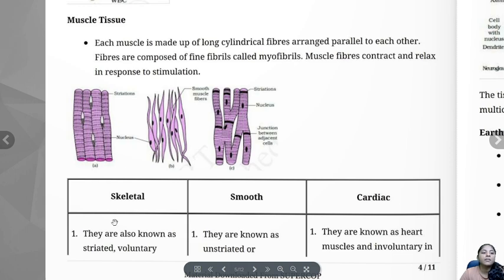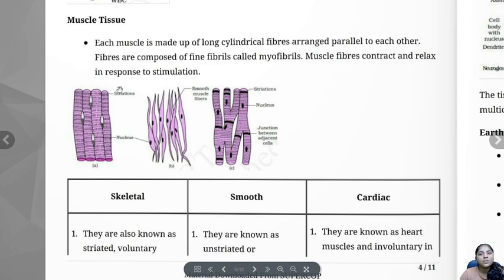Let us see the different types of muscle tissue. The first one that we have is skeletal tissue. So these are the skeletal tissue. Then we have the smooth tissue, and then the third type is cardiac tissue. In skeletal tissue, they are also known as striated or voluntary tissues. So these are known as the striated tissue. As you can see, there are lines on their surface, which are called striations.